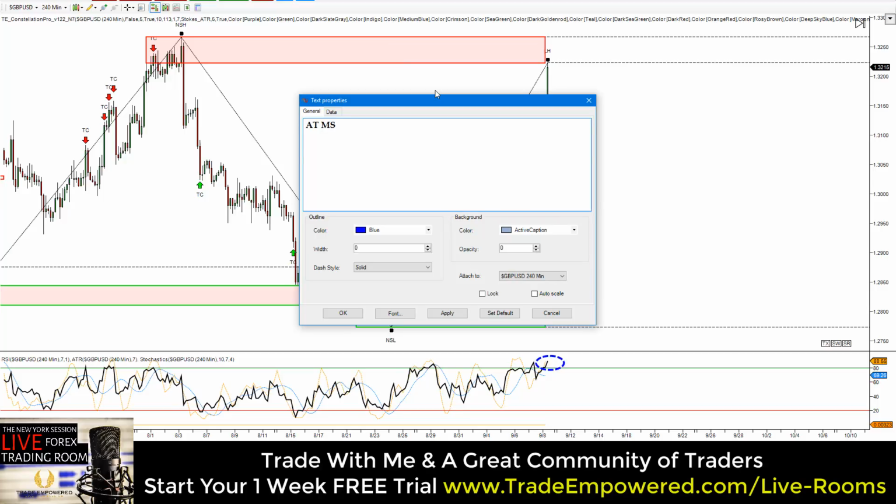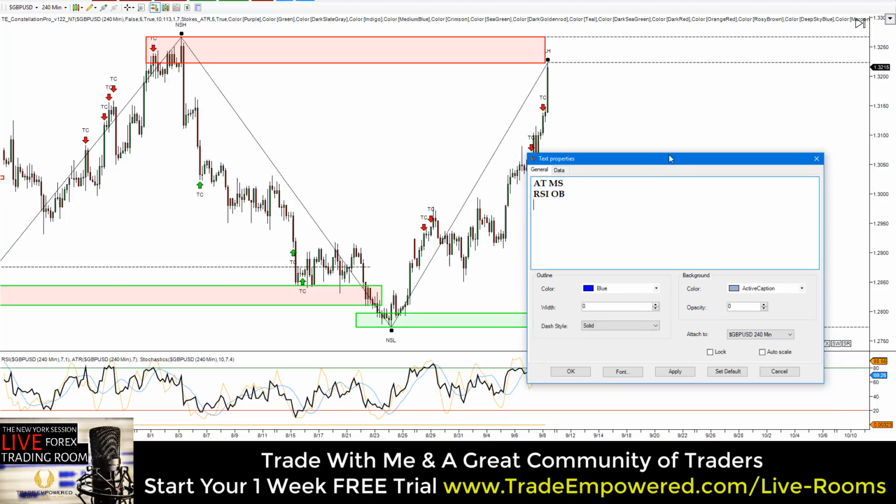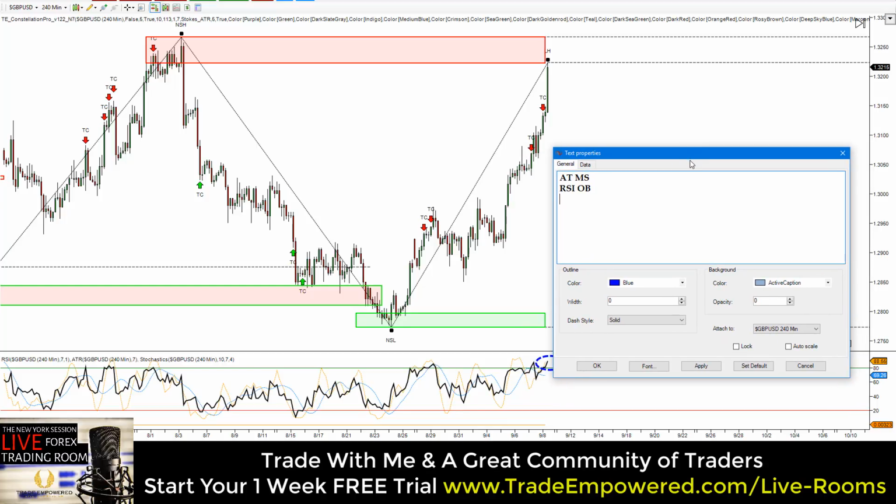Major structure. What else do we have? RSI is exhausted, overbought, right? Then, and again, this is going to be different per trader, what you need. What else can we look for? Well, we can look for divergence. We can look for a retest of structure. That can be a double top or double bottom, or a double top in this case.